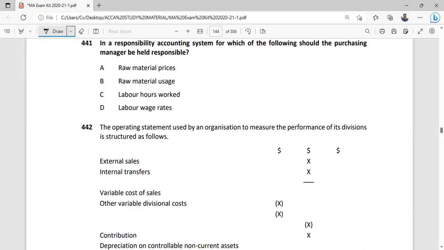In a responsibility accounting system, for which of the following should the purchasing manager be held responsible? Raw material prices, raw material usage, labor hours worked, and labor wages. The purchasing manager is responsible for the raw material prices. Any question?